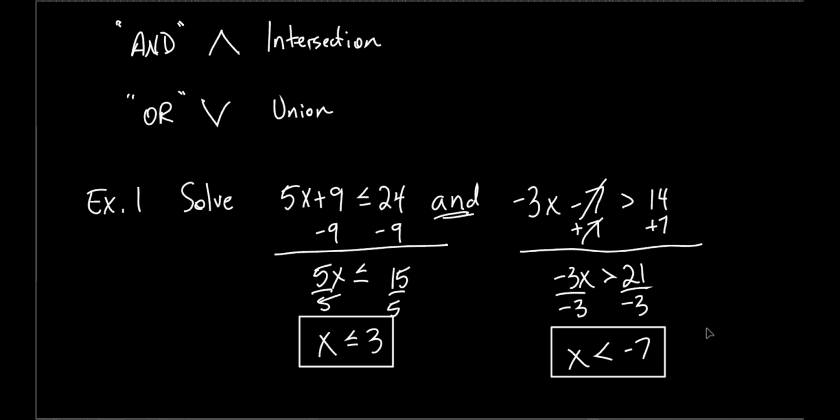What I want to do is I want to find all the values that are both, okay, less than or equal to 3, and also at the same time, all right, an intersection with x is less than negative 7. So I want to find all the numbers that that's true with. All right.